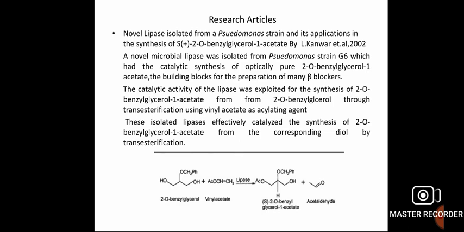The catalytic activity of the lipase was exploited for the synthesis of 2-orthobenzyl glycerol 1 acetate from 2-orthobenzyl glycerol through transesterification using vinyl acetate as acylating agent. The isolated lipases effectively catalyzed the synthesis of 2-orthobenzyl glycerol 1 acetate from the corresponding diol by transesterification. The following chemical reaction explains the research that was done by the authors.